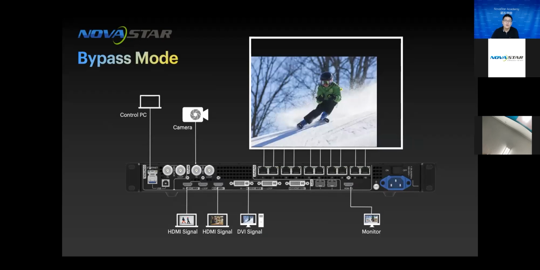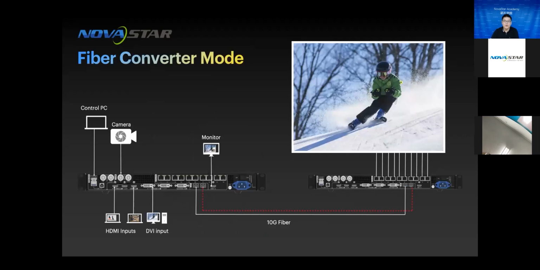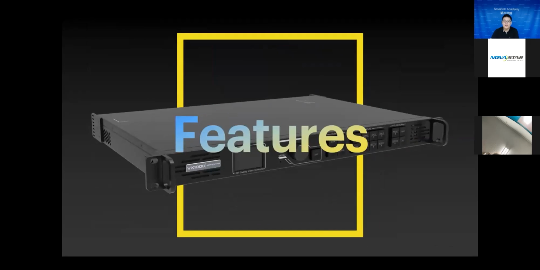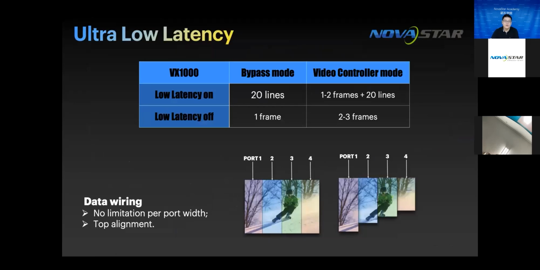The bypass mode is newly developed. Under this mode, all video processing functions will be disabled, such as multi-layers and scaling functions. So the benefit of bypass is low latency. We will discuss the latency in detail later on another slide. As for the fiber converter mode, you can use it as a fiber converter for long distance data transmission. So if you have multiple units, there is no need to buy additional fiber converters. We will talk more about this in the fiber solution section. So far, I guess many of you are interested in what key features VX1000 has. Let's check them out together. First, the bypass mode.